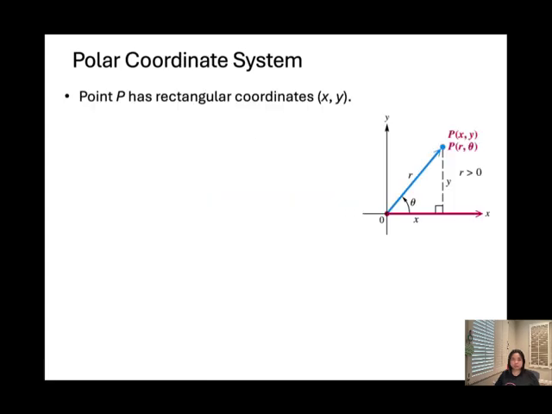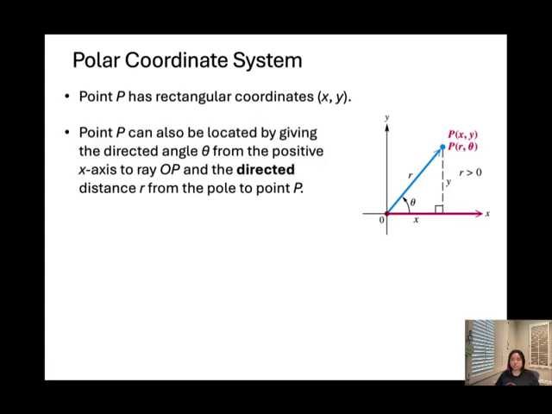In the polar coordinate system, point P has a rectangular coordinate x and y. So x is the horizontal distance here, and then y will be the vertical distance. And we call this a rectangular coordinate system. How about the polar coordinate system?